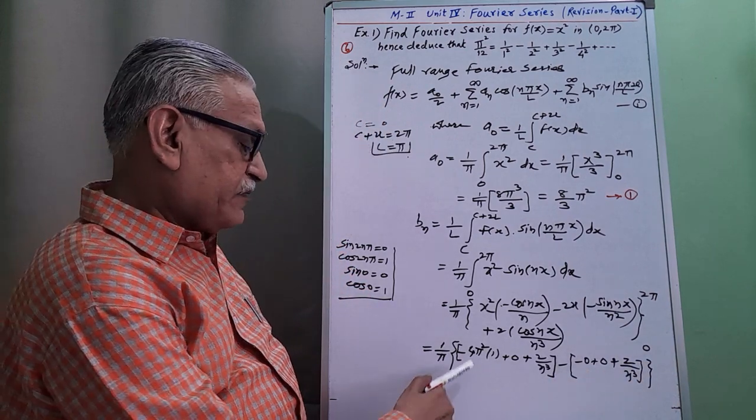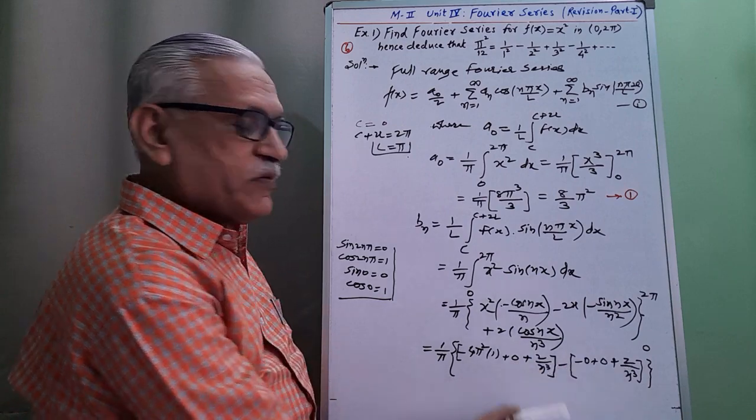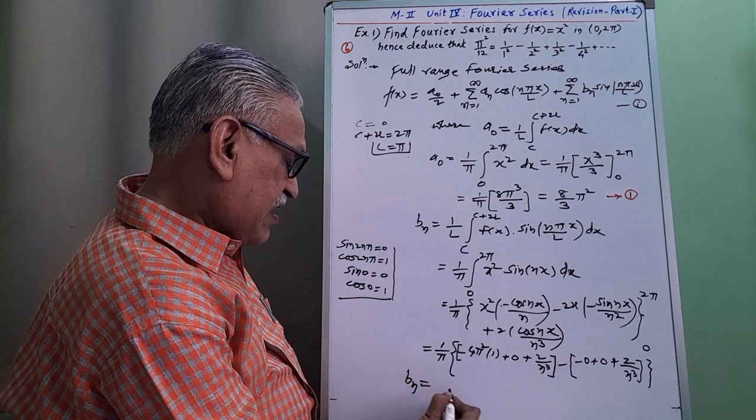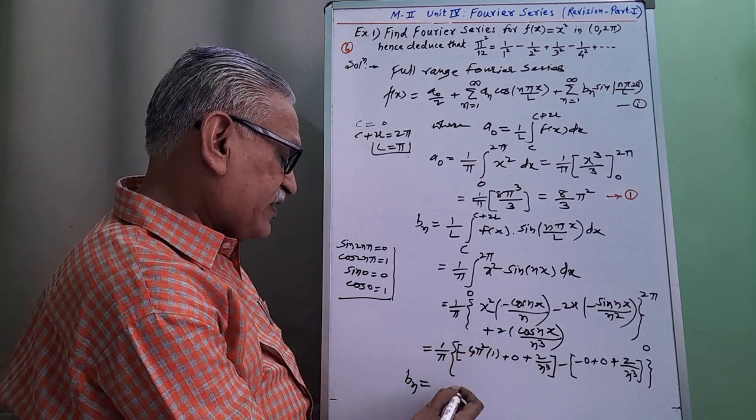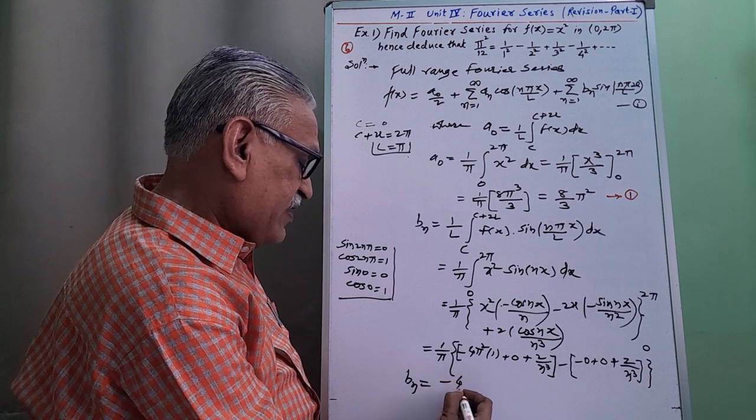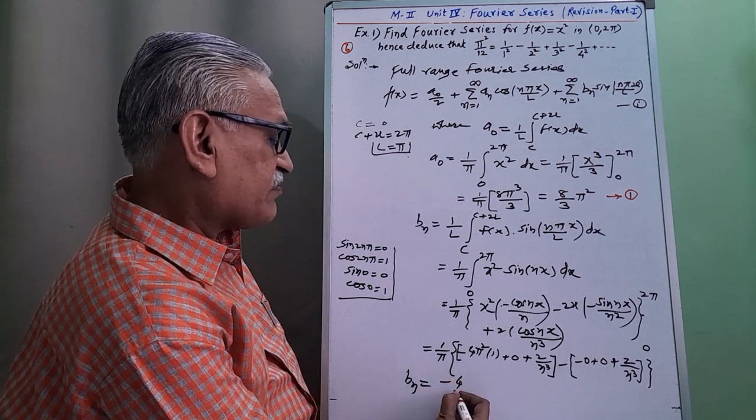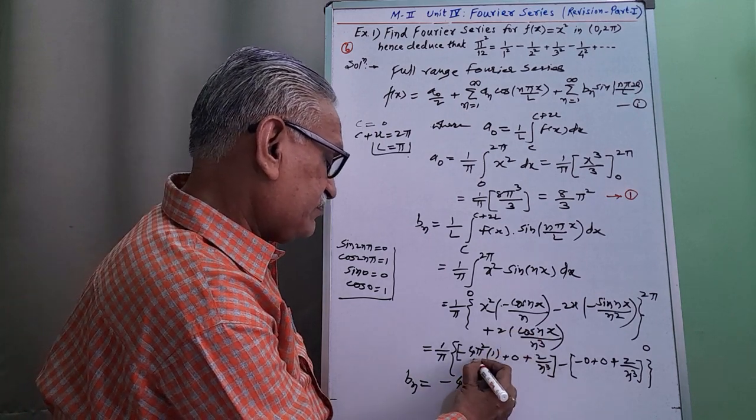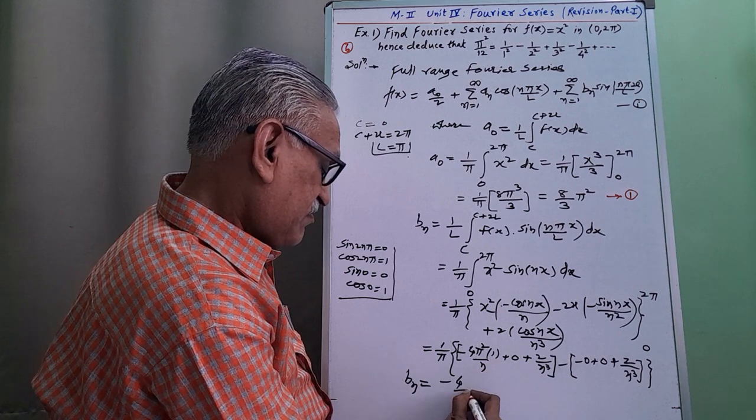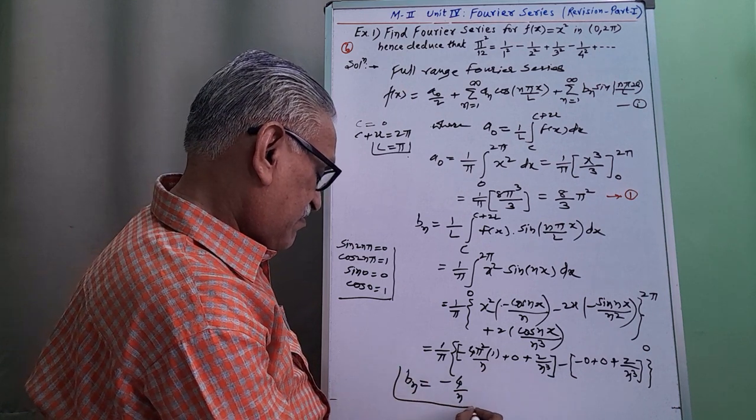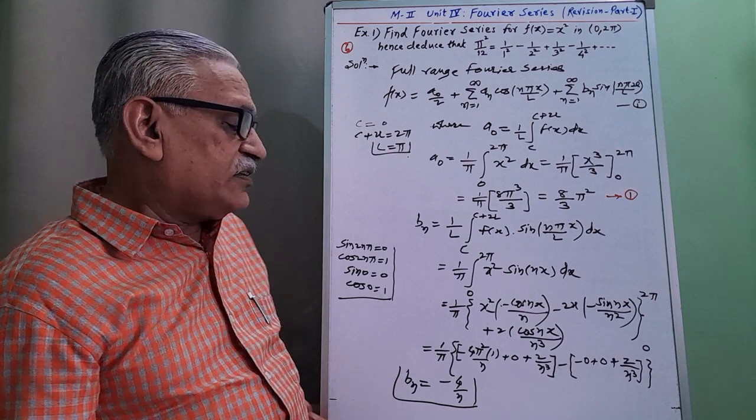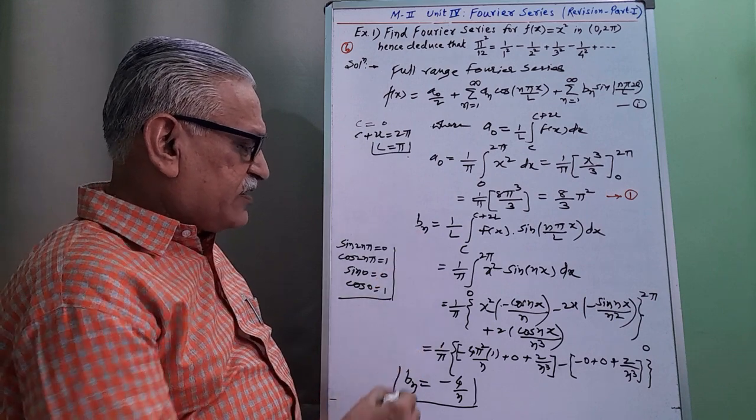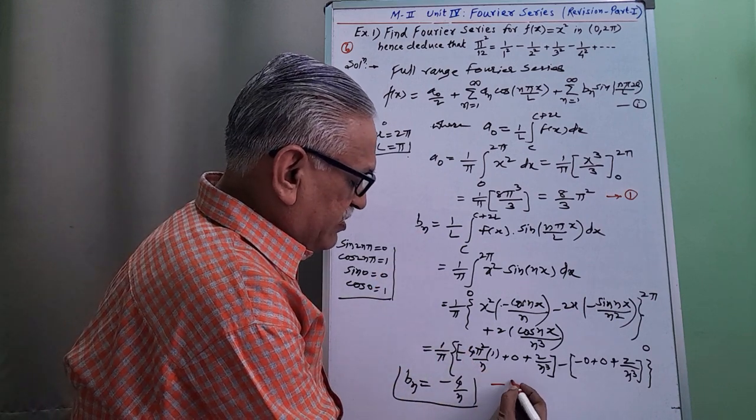And if you simplify it, this 2 by n cube and minus 2 by n cube get cancelled, and therefore we have the value of bn as, pi gets cancelled, therefore it is minus 4 divided by n. This is the value of bn. If all steps are correct, you will get 2 marks for bn.